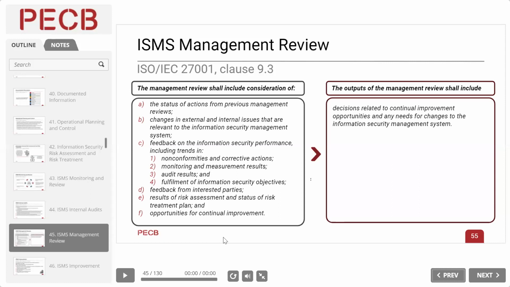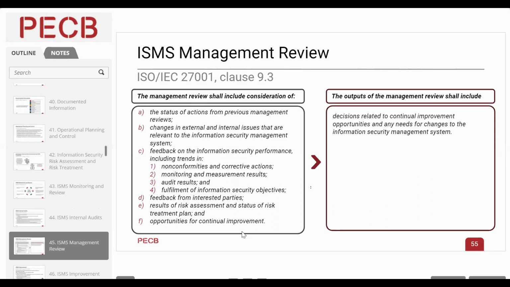Then the outputs of the management review shall include decisions related to continual improvement, opportunities and needs for changes to the information security management system. So the outputs is what are we going to do about the identified issues? Those are some of the key things that management has to look at.